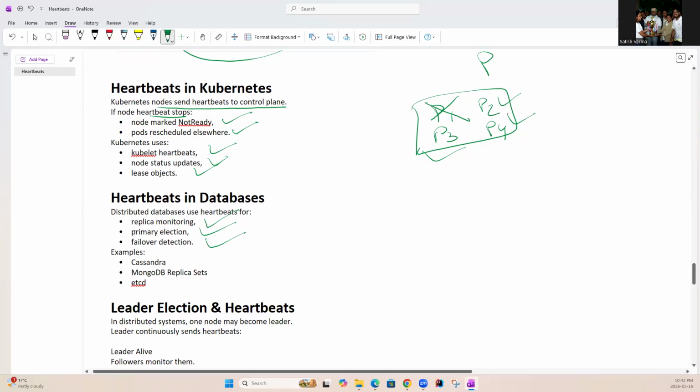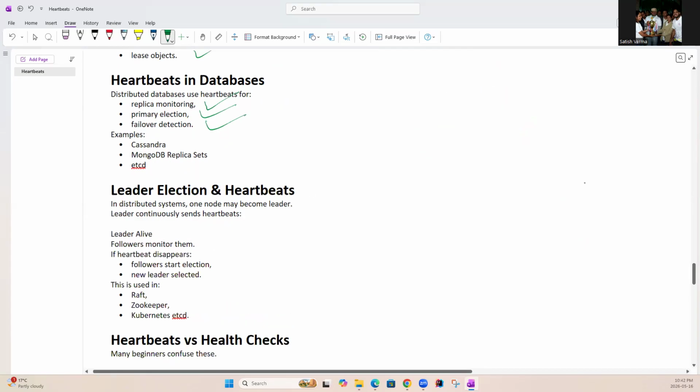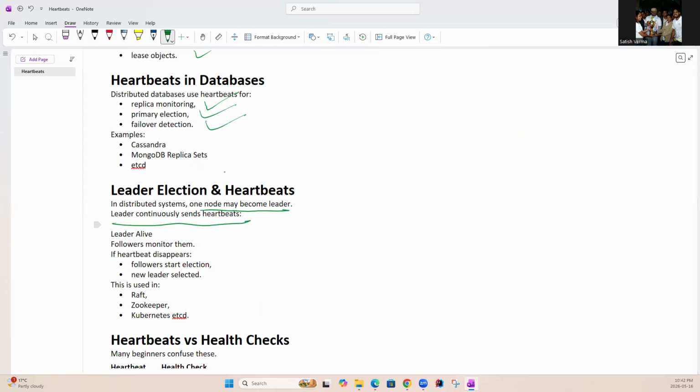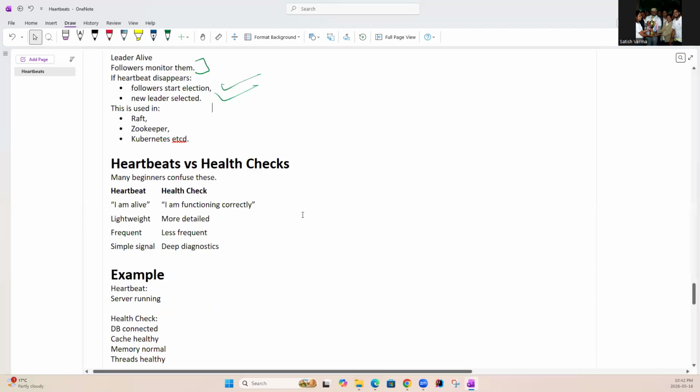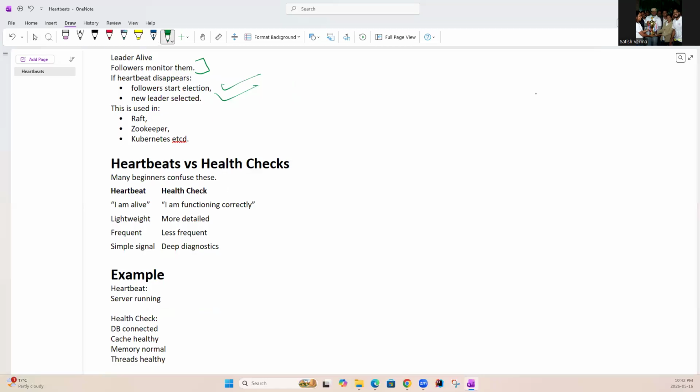Okay. Now, leader election and heartbeats, simple. One node may become leader when it sends consistent heartbeats. While the leader is alive, followers monitor it. If the heartbeat disappears, followers start an election, and a new leader is selected. Okay. So this is just for highlights.